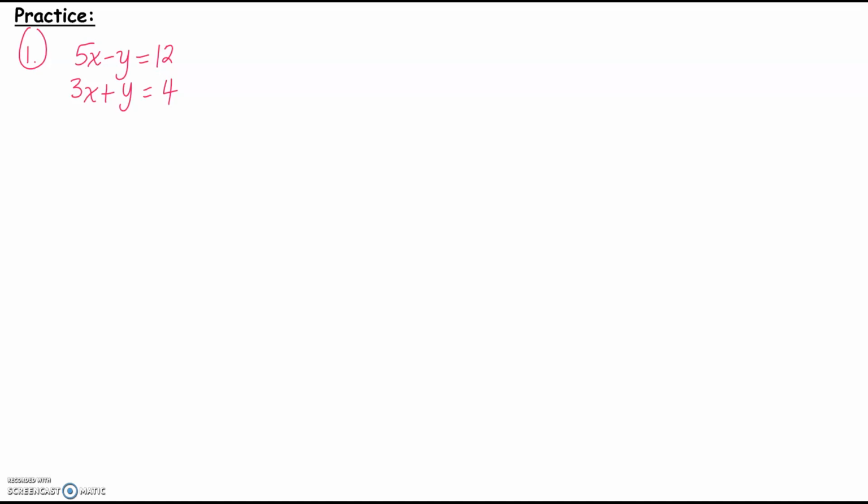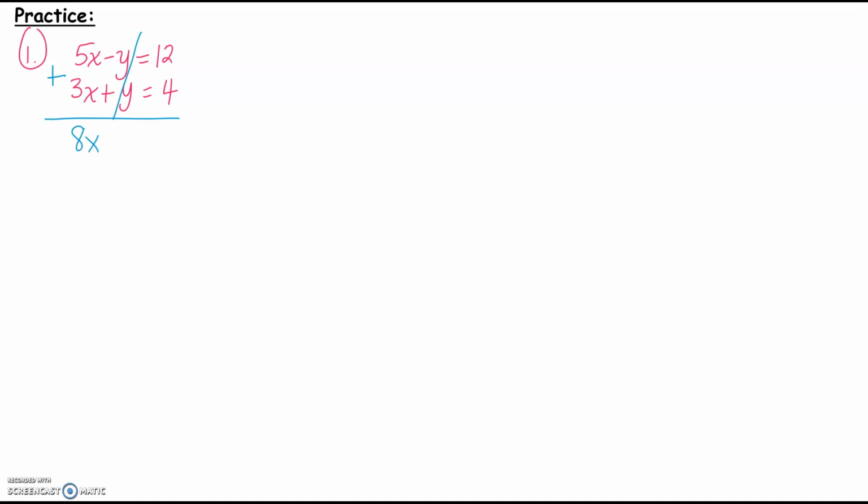So let's look at our y. On our y variables, in the first equation I have a -1, and in the second equation I have a positive 1. So that's a great thing. We're going to eliminate this. How do I eliminate when I have a -1 and a positive 1? I add them together. When I'm adding those together, I'm adding everything, the x term, the y, and the constant term. So 5 plus 3 is 8x.